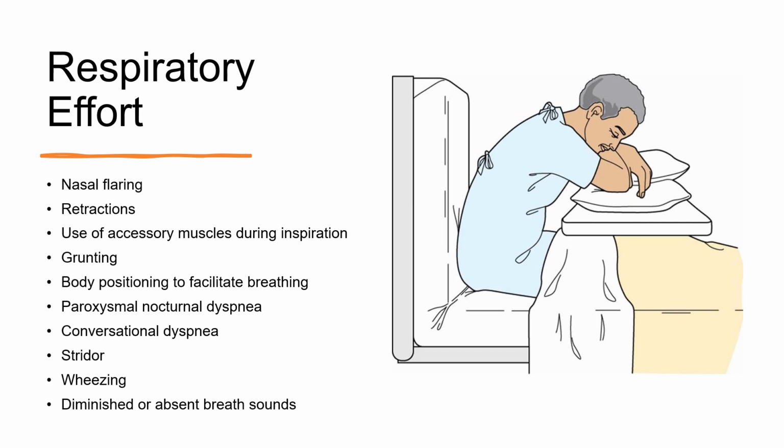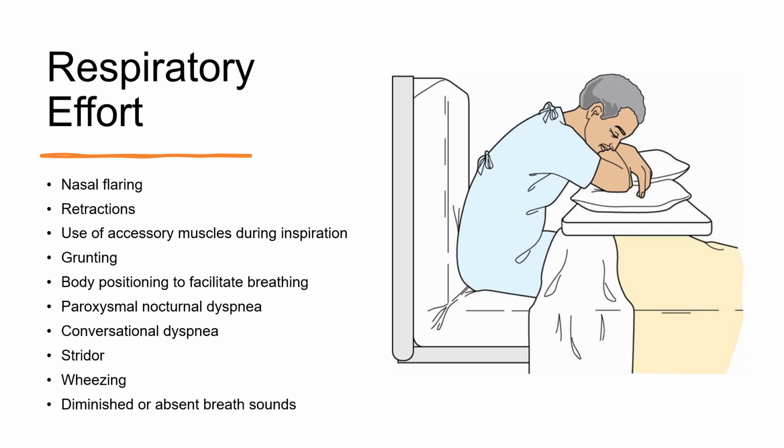Grunting. This is noisy, difficult breathing. It's caused by forced expiration, so you're exhaling against a closed glottis. Okay, it's caused by involuntary muscle contraction during expiration, and it actually helps to keep the alveoli open and enhance gas exchange. So it's something that your body just does, which is kind of cool.